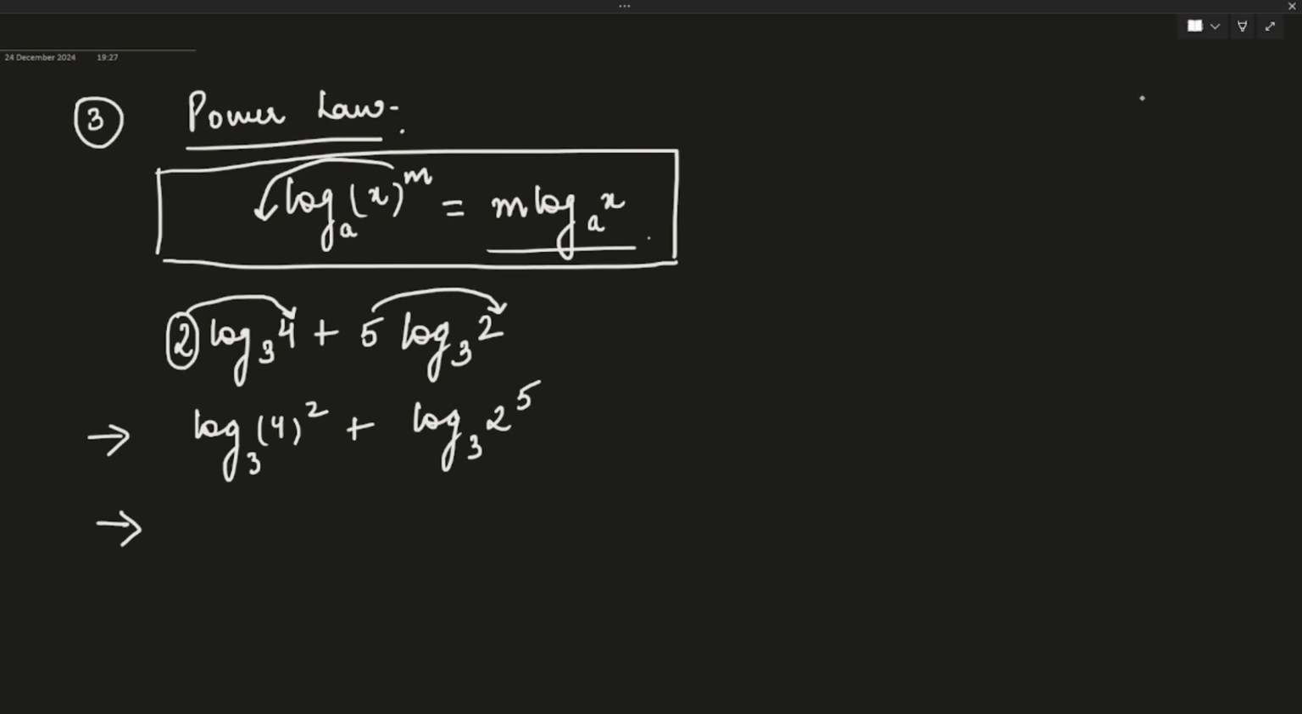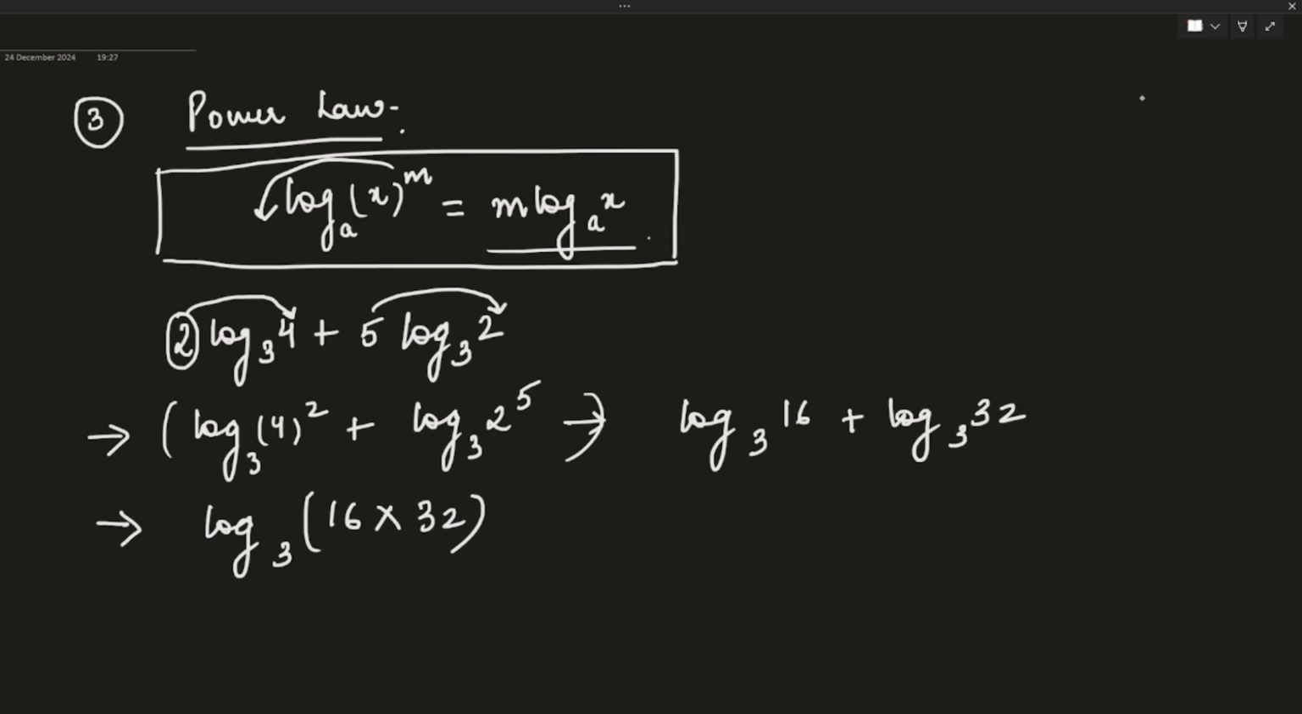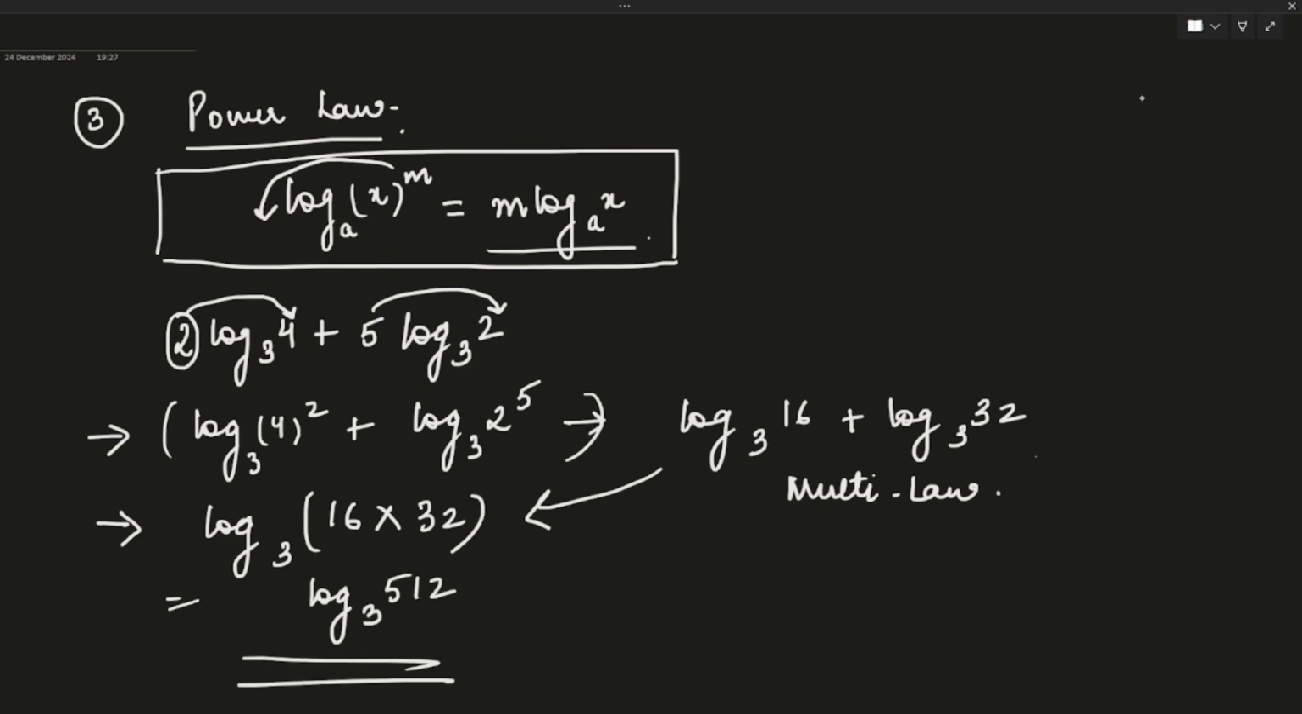Now can we apply the multiplicative law of logarithm in this form? Because they are in addition with each other. So we can write it as log of 4 squared is 16 into 2 to the power 5 is 32 to the base of 3. We'll simplify it more. Log of 16 to the base 3 plus log of 32 to the base 3. Now we have applied the multiplicative law of logarithms. Because the logs are in addition, we have just multiplied. So log of 16 into 32 to the base 3 will become log of 512 to the base 3. So this is the simplified form of this expression.